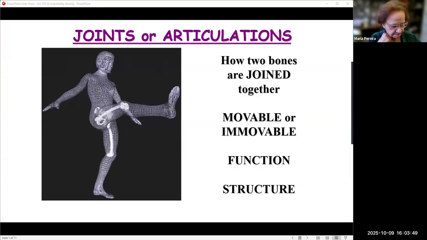Okay, we're moving along. So you've had your skeletal system, the bones, right? The exam. Many of you have had that exam already, the lab exam, I guess.